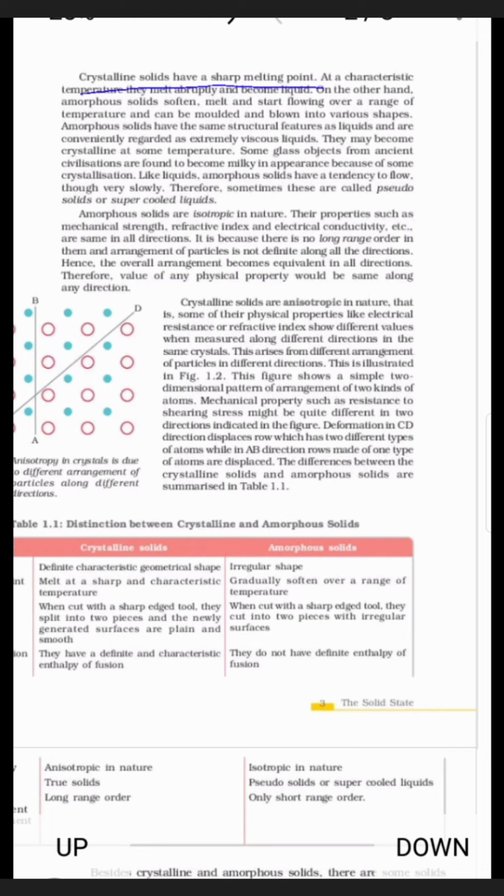So on heating, it becomes soft. It becomes soft, melts and starts flowing. So it shows the property of a liquid at high temperature. That means it starts to flow. While it is flowing, we can put it in a mold and make it into different shapes.